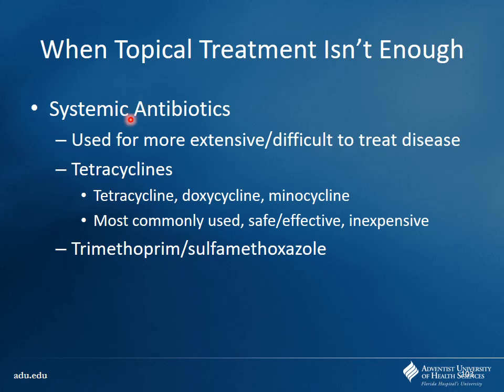And then we also have systemic antibiotics, which are going to be used for more extensive or difficult to treat disease. The more common ones we're going to use include tetracyclines, and also trimethoprim-sulfamethoxazole. Again, these tend to be safe, effective, and pretty inexpensive for the most part. So again, oftentimes used in combination with topical products to get more synergy there.